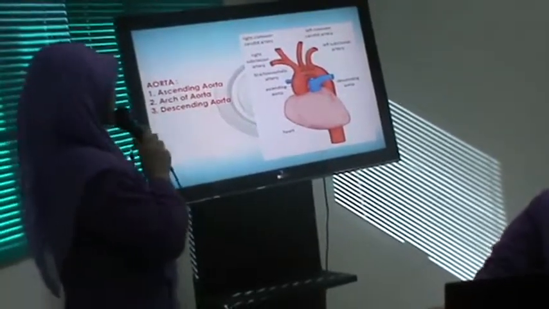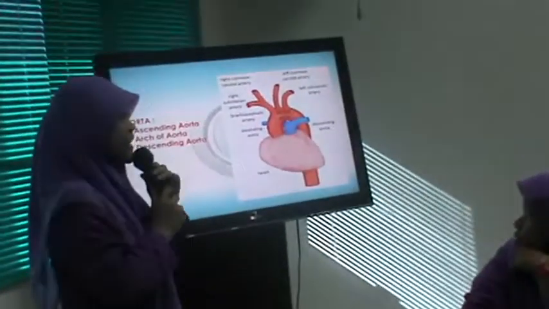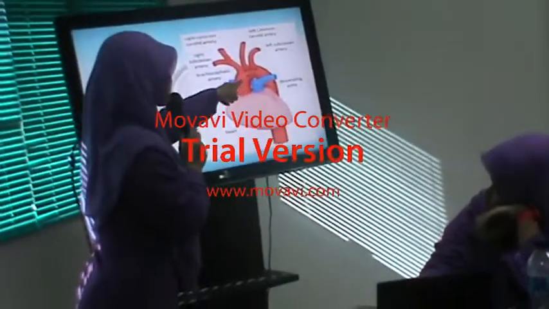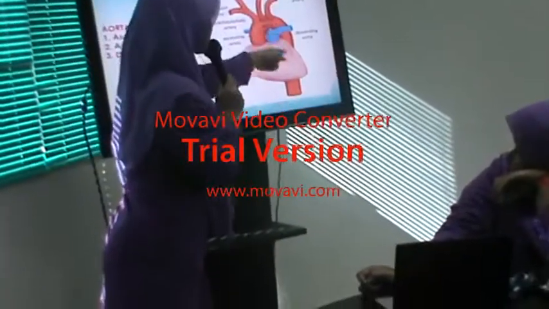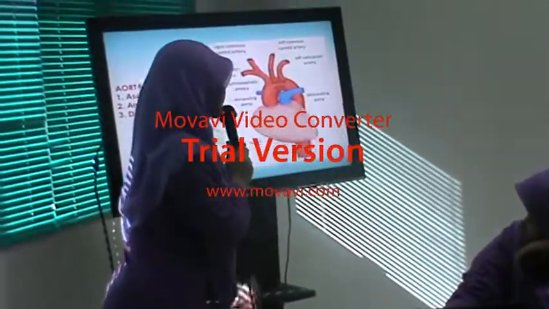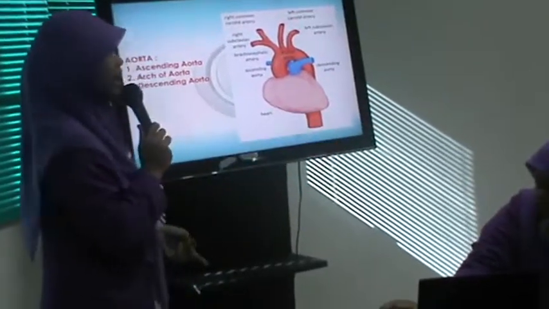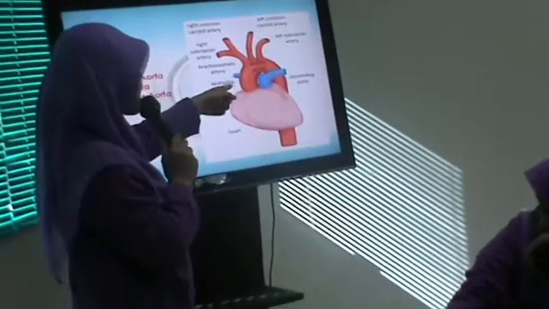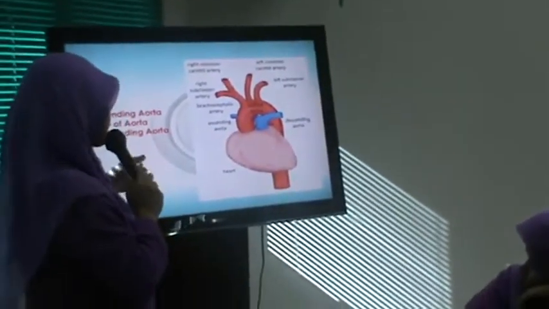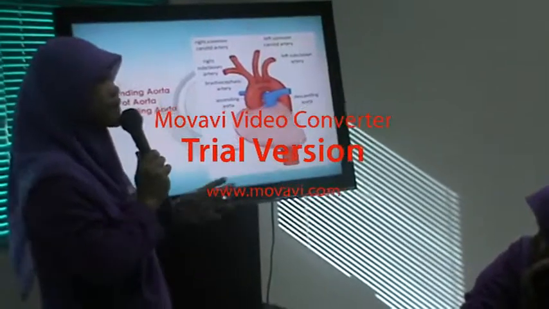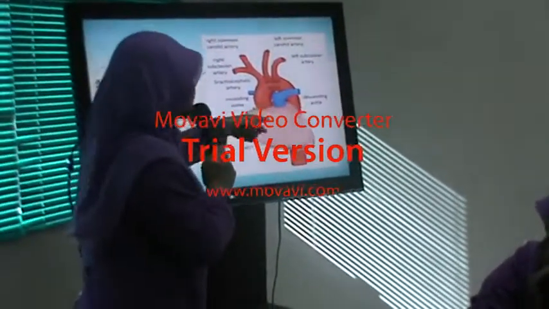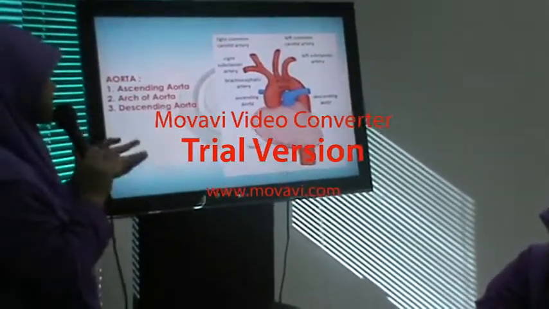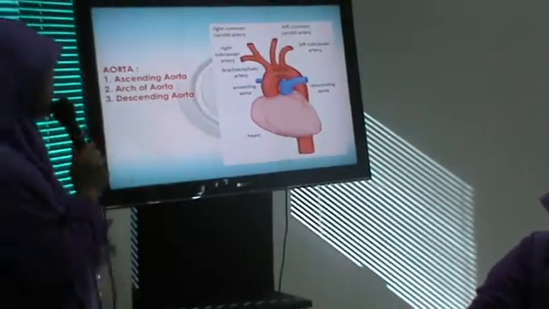And now this is the aorta. The aorta consists of three parts. Part 1 is the ascending aorta. This is the ascending aorta. Part 2 is the arc of aorta. And part 3 is the descending aorta. The function of the ascending aorta is to receive the blood from the heart. The function of the arc of aorta is to receive the blood from the ascending aorta and distribute it to the upper part of our body. And the last is the descending aorta. Its function is to distribute the blood to the bottom of our body.